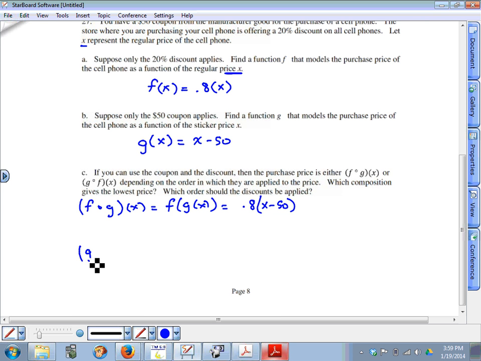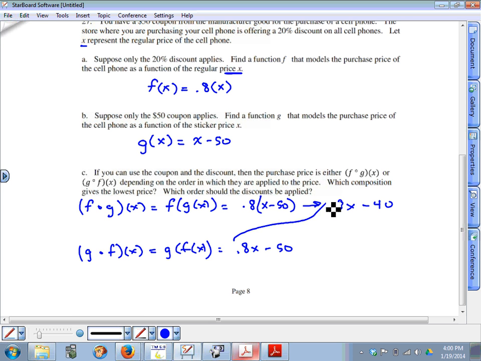Now the other way around is g of f of x. So we're going to take the original price, place it inside the f function, so that means we're going to take 80% off first and then subtract $50. So that's going to be 0.8x minus 50. Now the first one needs to be simplified. This turns out to be 0.8x minus, then 80% of 50 is 40.